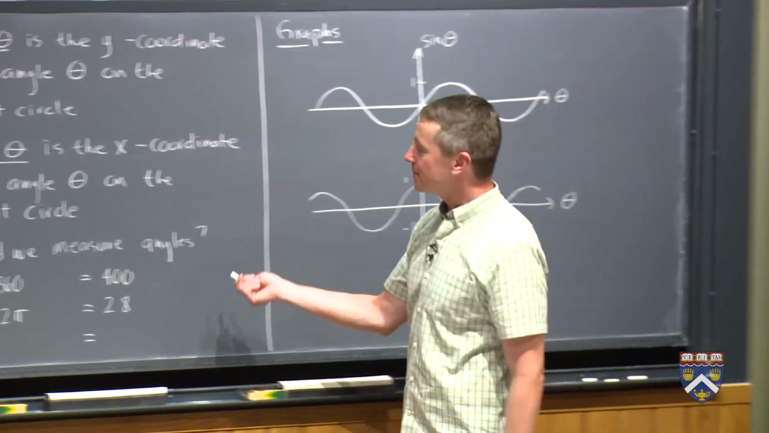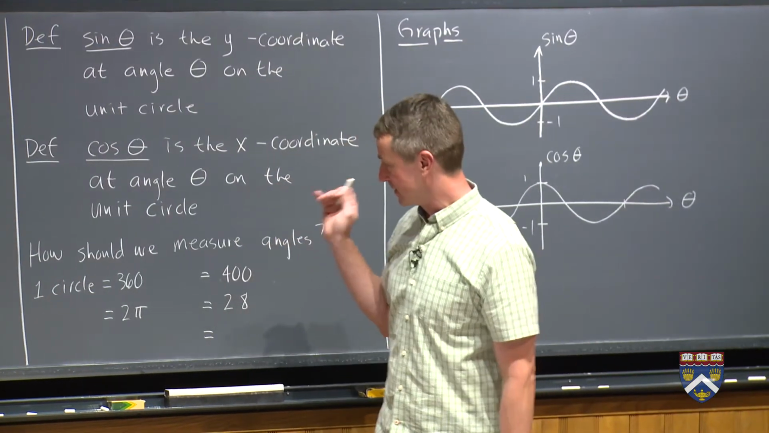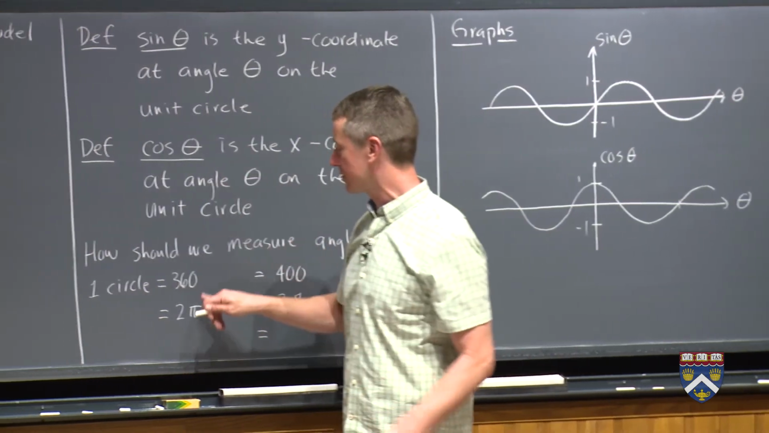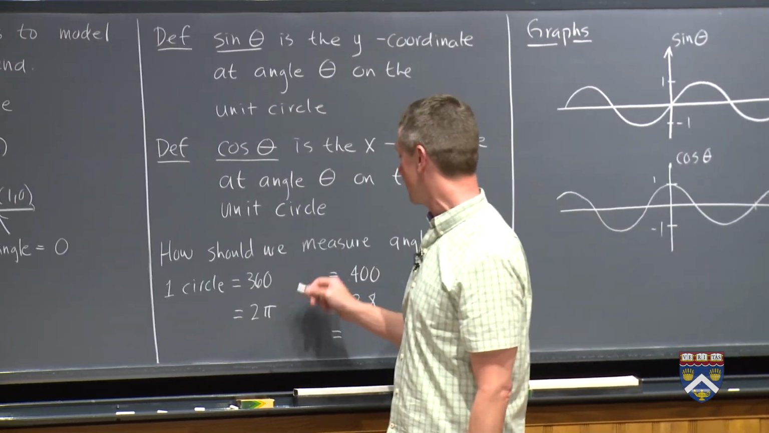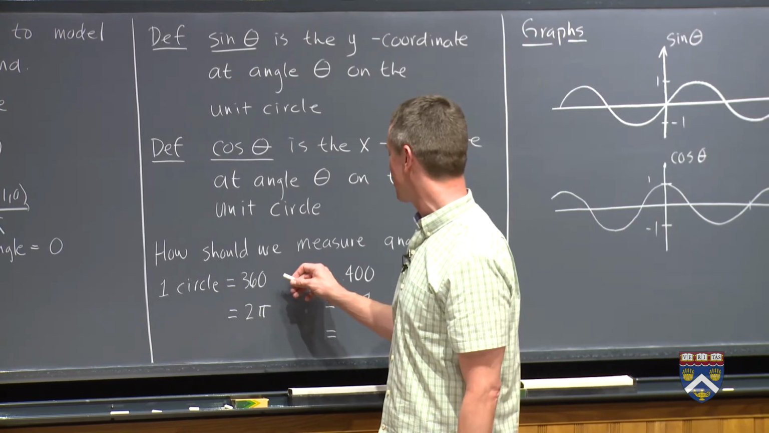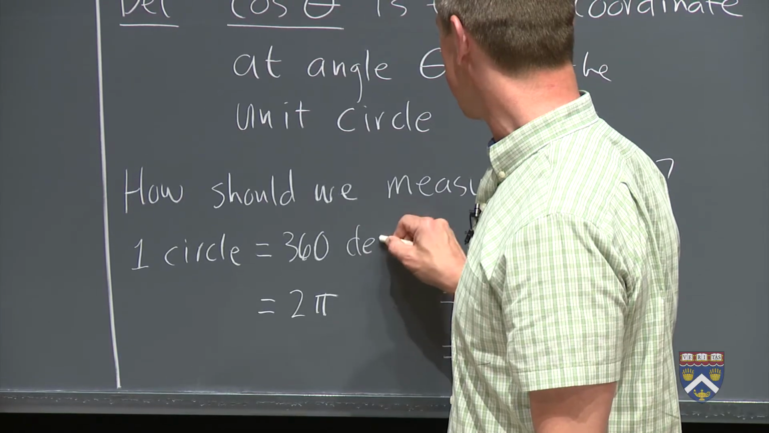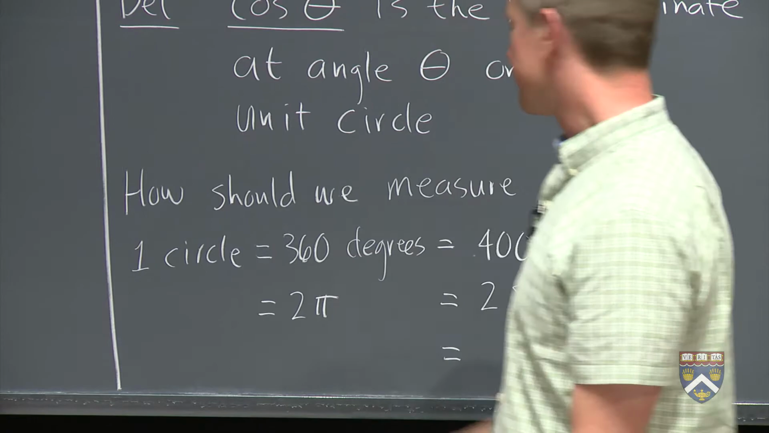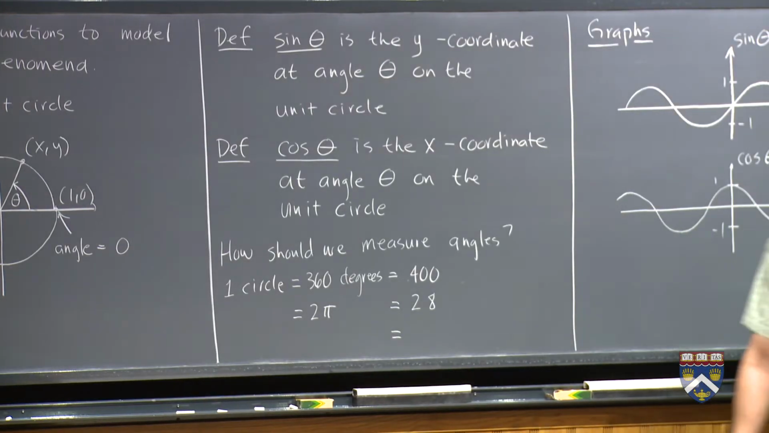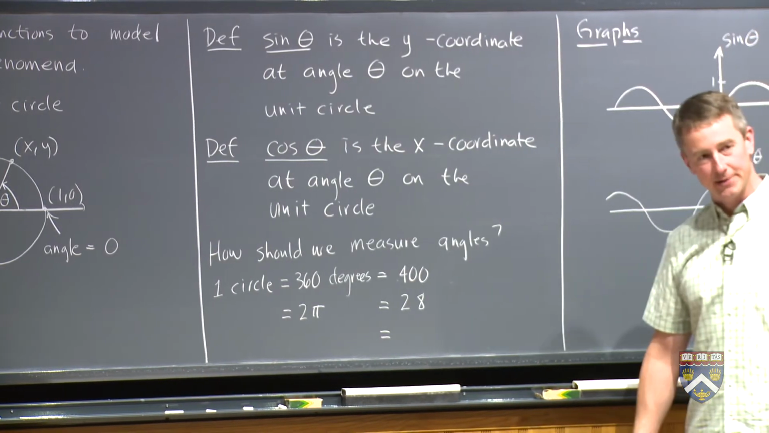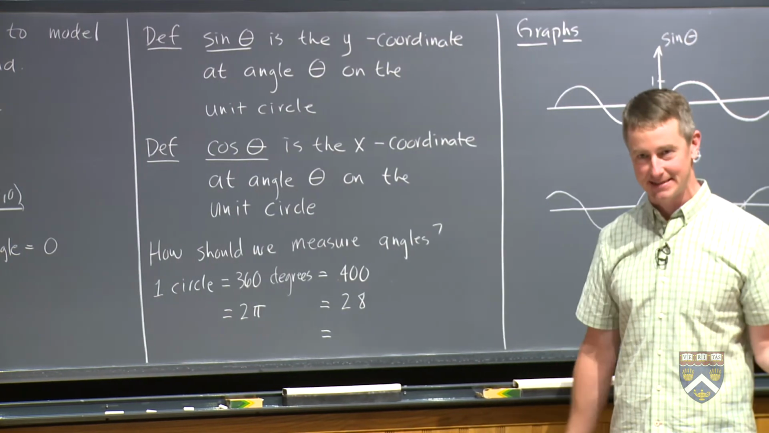All right, so how do we measure angles? There are lots of different ways. One full time around the unit circle could be an angle of 360. I've left these blanks so you can fill them in for yourselves. But 360 degrees, that's one way of measuring it. That comes from ancient Babylonian Sumerian times when they used a base 60 number system.